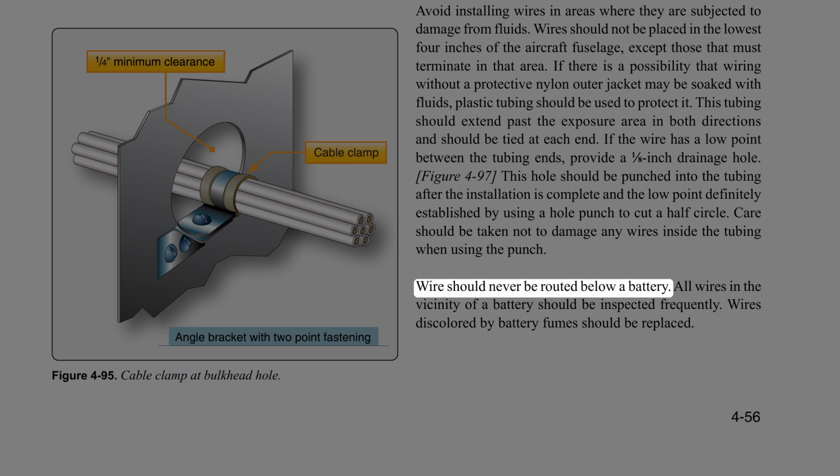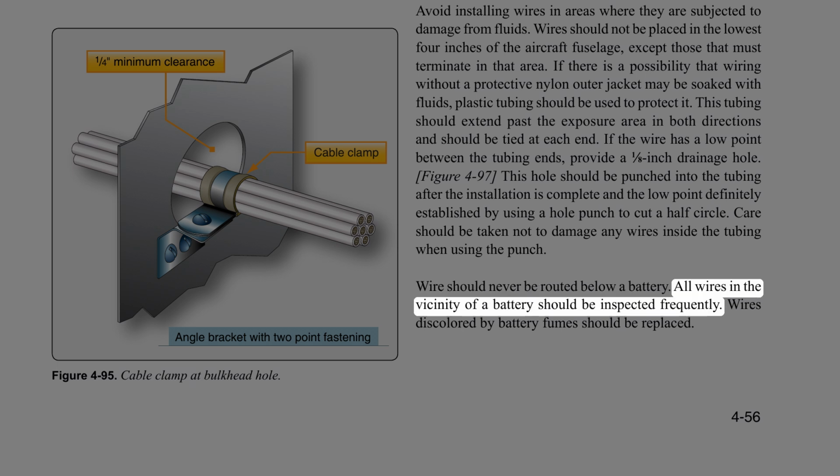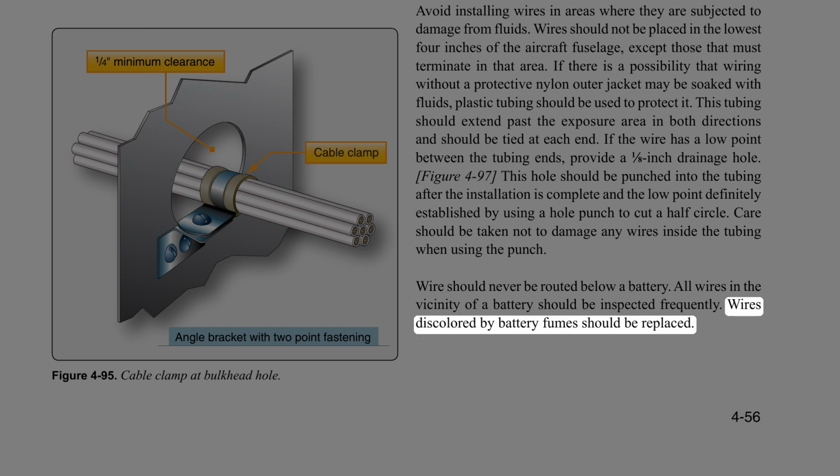Wire should never be routed below a battery. All wires in the vicinity of a battery should be inspected frequently. Wires discolored by battery fumes should be replaced.